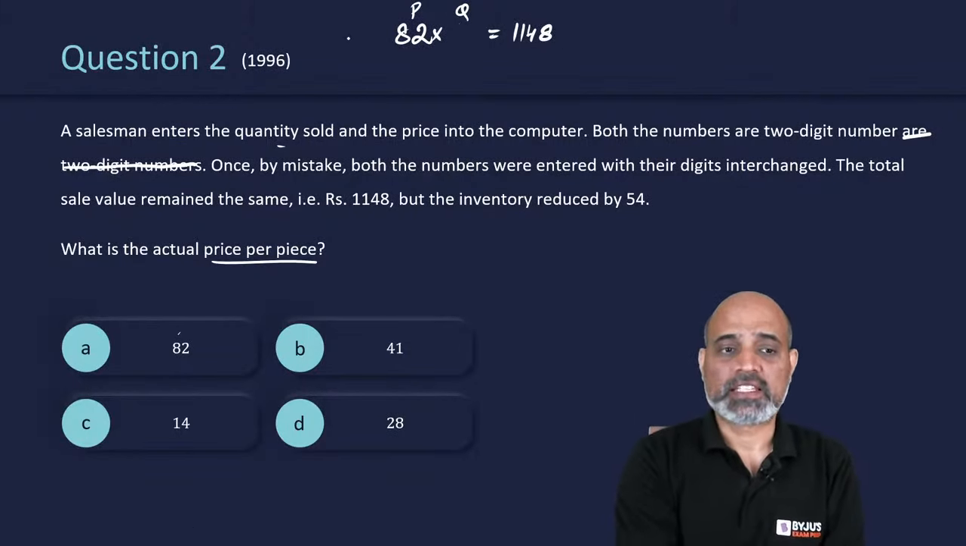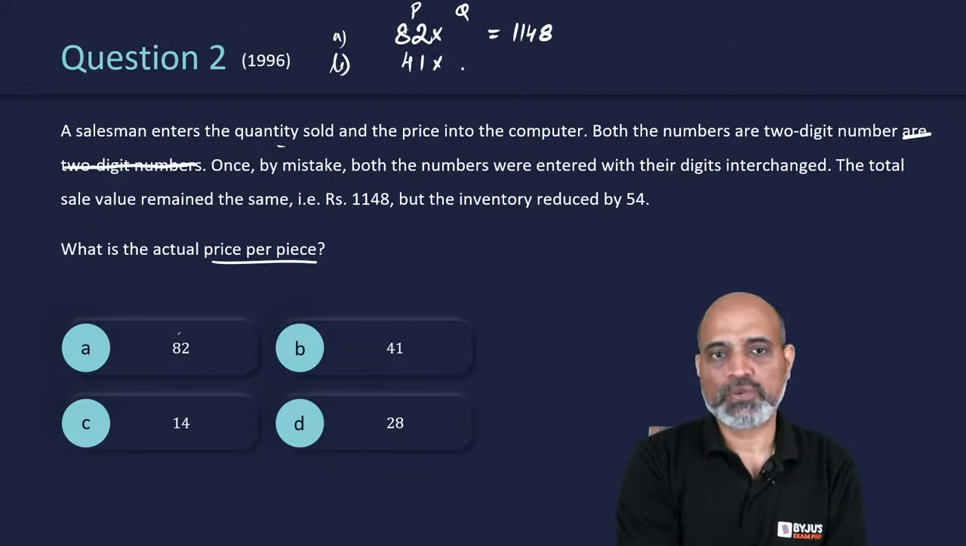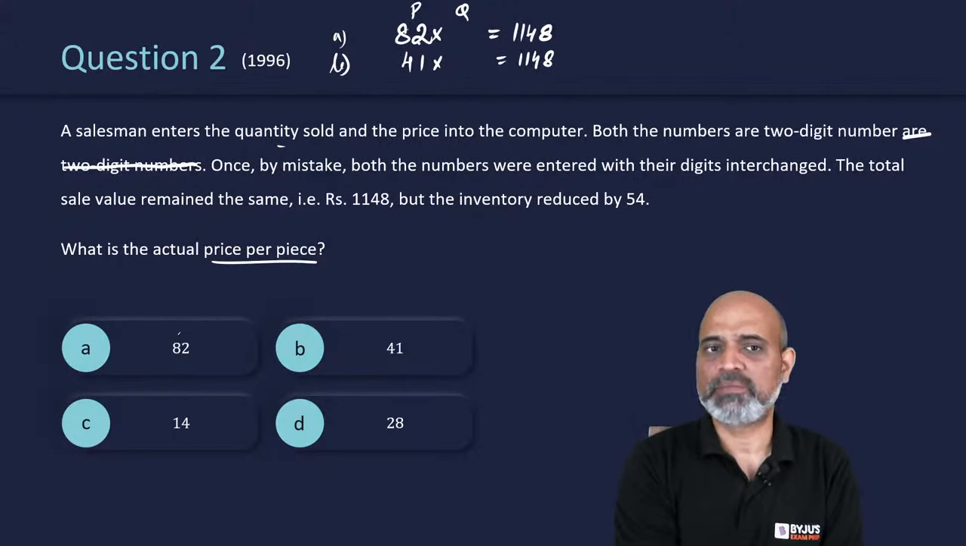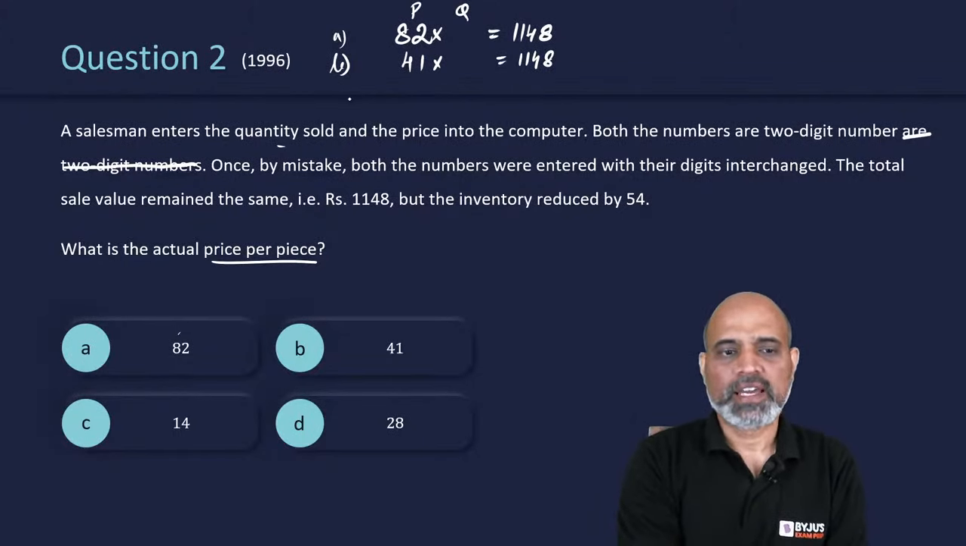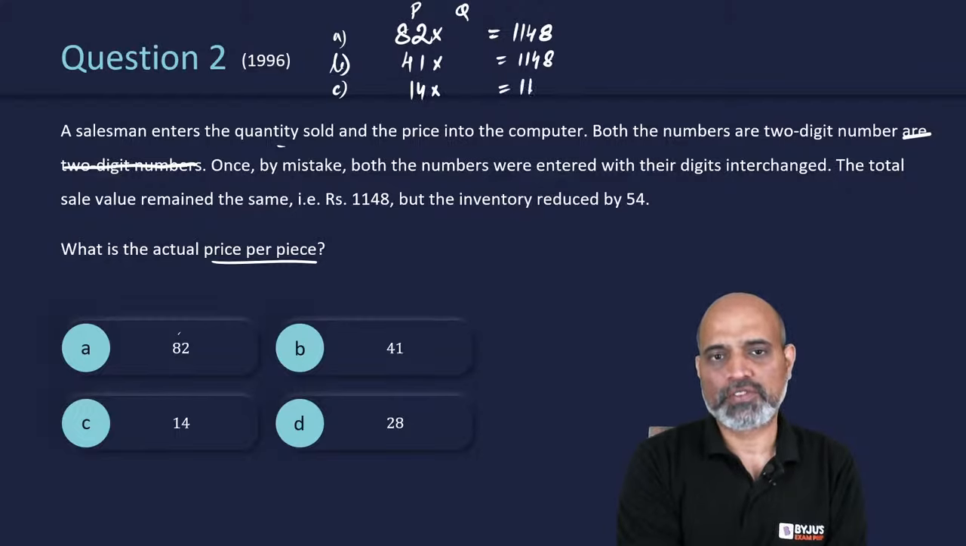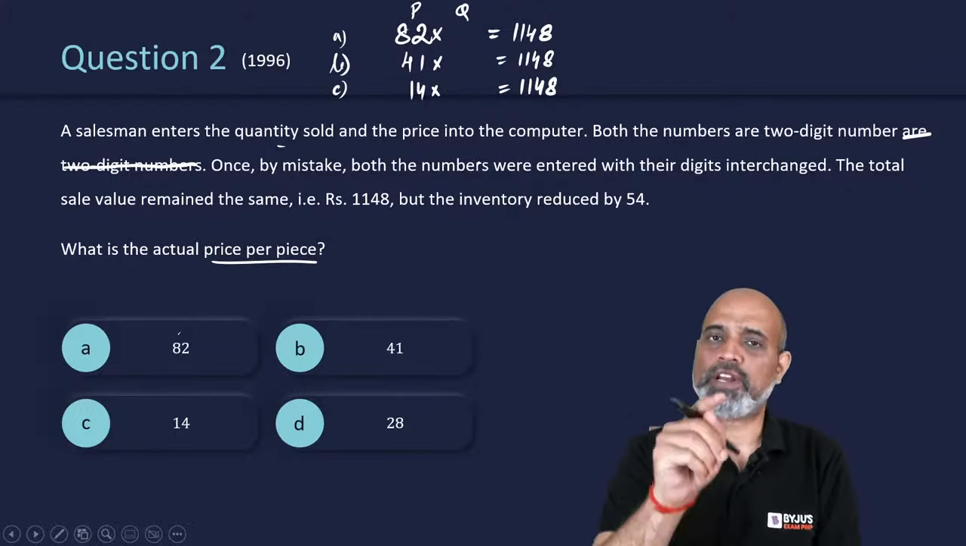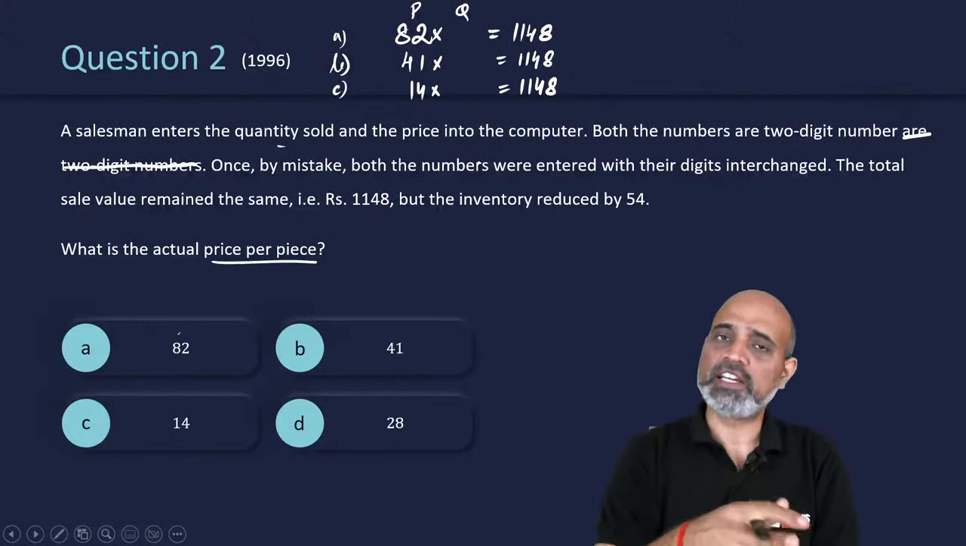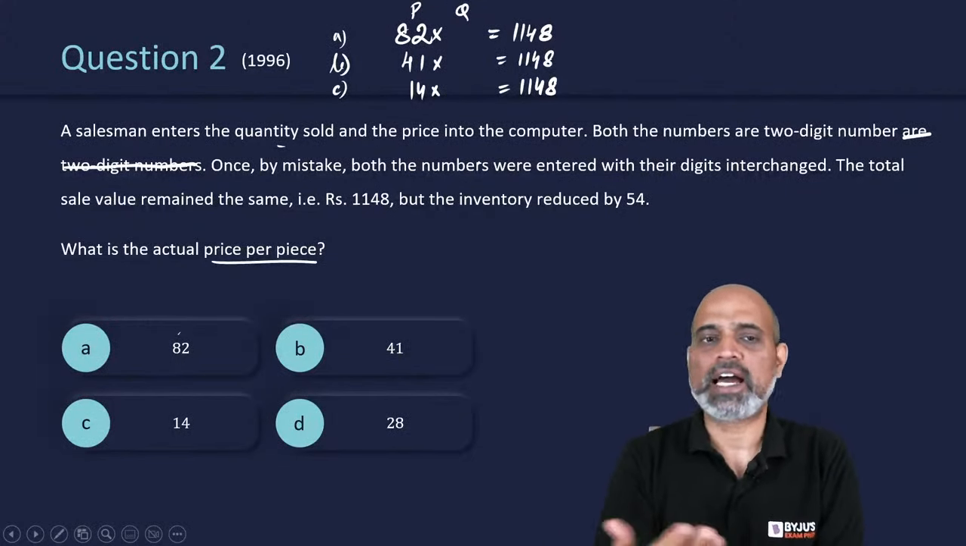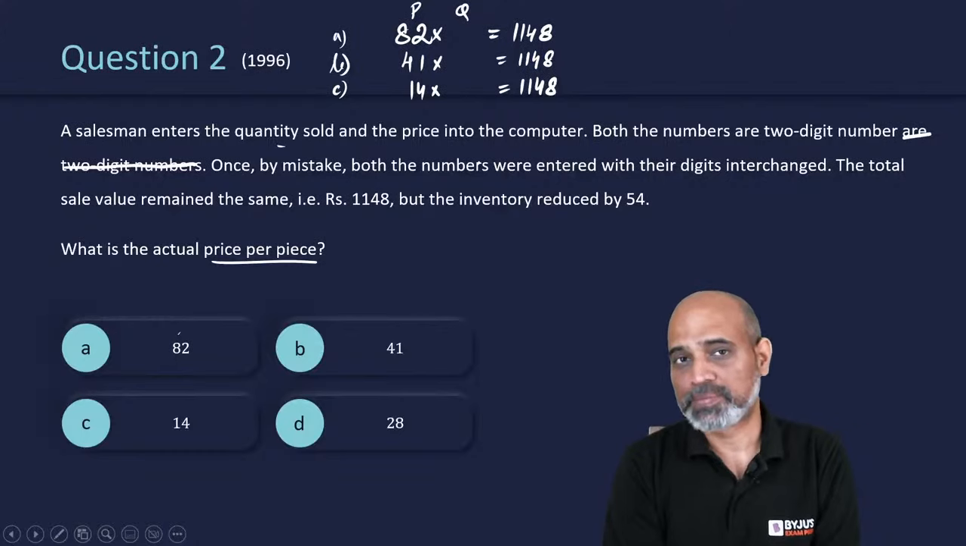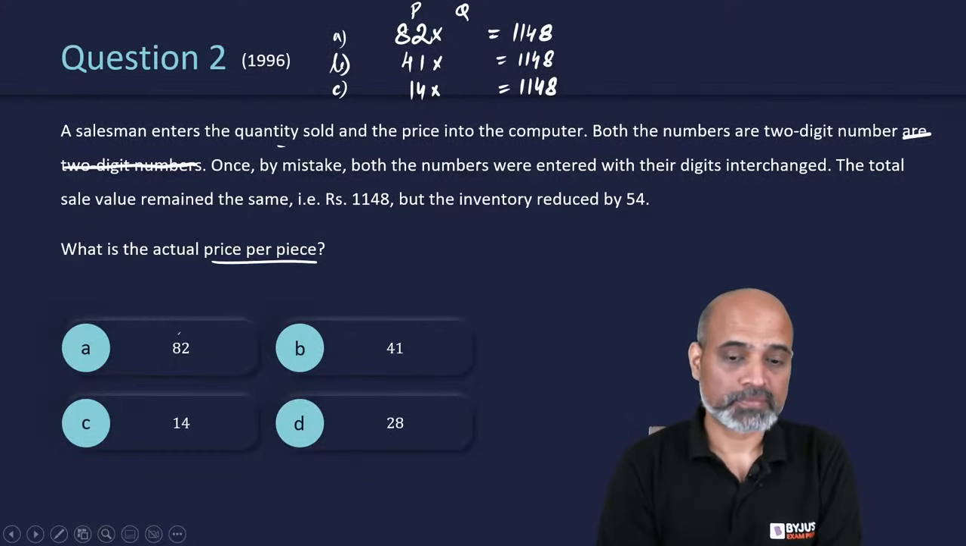Okay, this is from the first option. If I take the second option, 41 into what is 1148. This is going to be much easier, the reason being that it is half. If I look at option C, 14 into what is 1148. And if none of these three options gives us the answer, D automatically will become the answer. So we have to only solve these three, right? We don't have to solve all four.